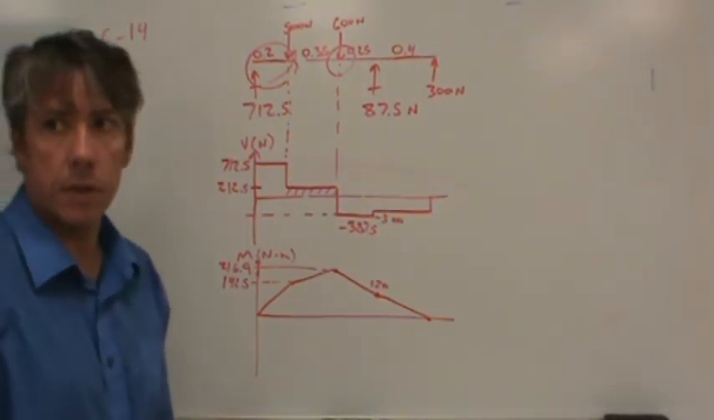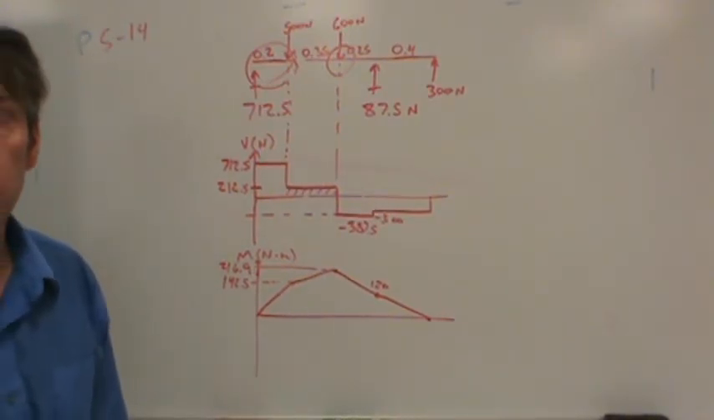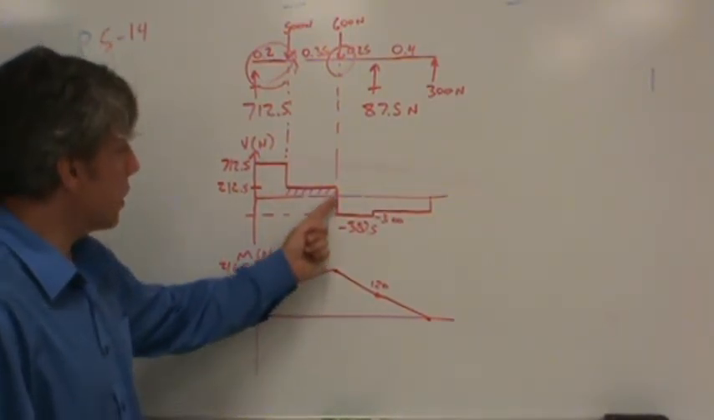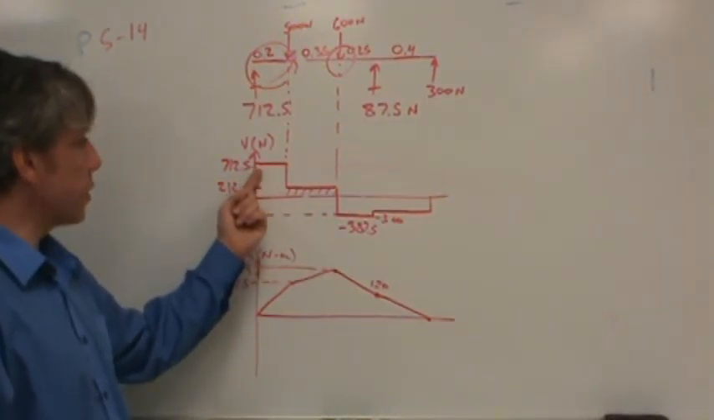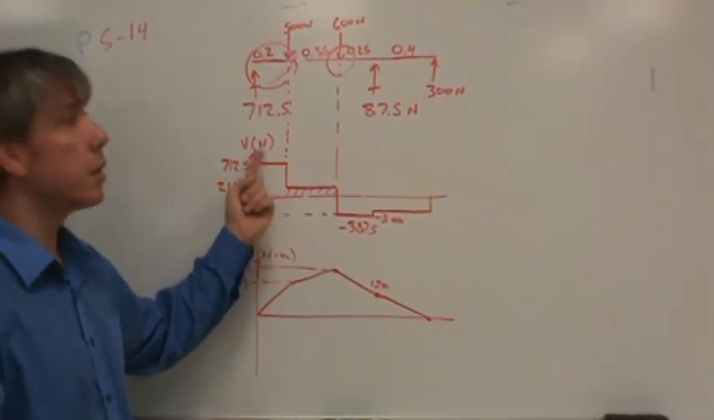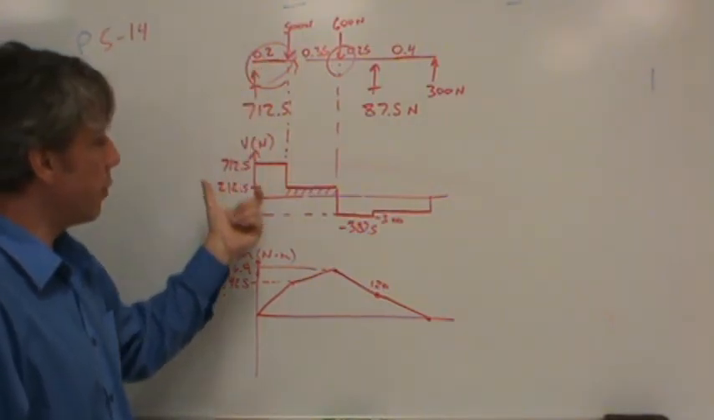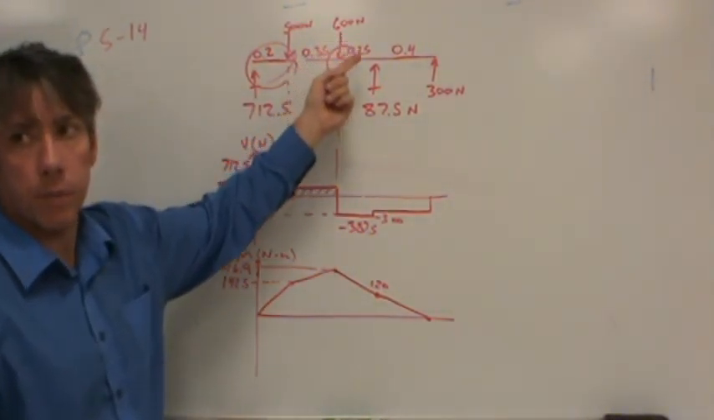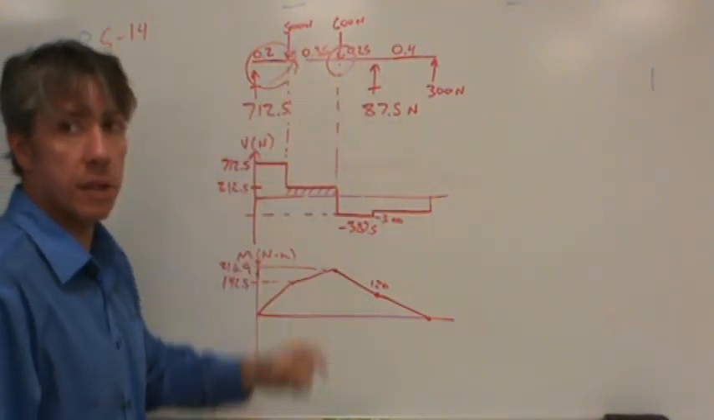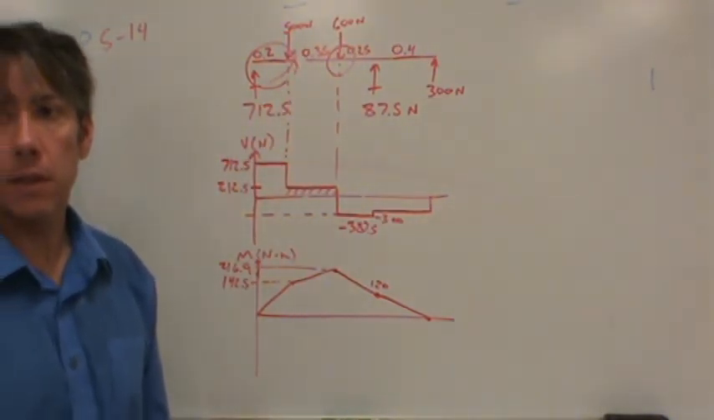Questions, comments? Yes? Why is that the max shear? This is not the max shear, it's the max moment. Did I say max shear? I'm sorry, the max shear is over here at 712.5. It's in this area. My statement was, though, that both the moment and the shear will cause stress in this area of the beam. It's different on the right side than on the left. Anything else?